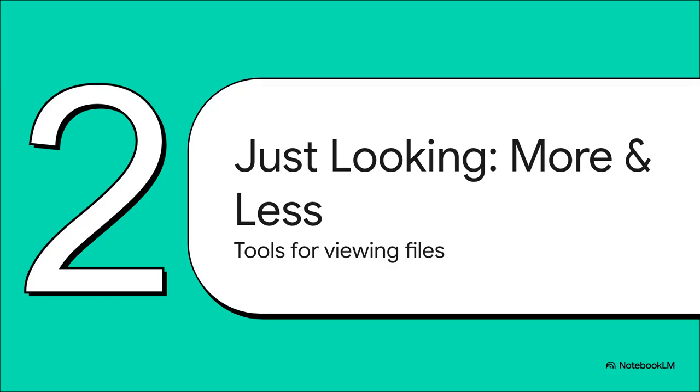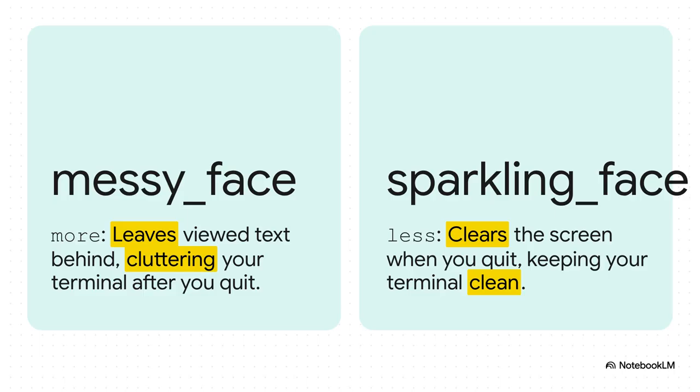Okay, so before we start actually changing this data, we just need a way to look at it, without having to open up a whole text editor. So let's meet our first couple of tools, the pagers, more and less. Both of these let you scroll through a big file one page at a time. Super useful. But here's the key difference you gotta know. When you quit more, it just leaves all that text you scrolled through sitting there, cluttering up your terminal. Less, on the other hand, well, it's tidier. When you quit, it completely clears the screen and puts you right back where you started. It's a tiny detail, but trust me, it makes a huge difference in your day-to-day workflow.